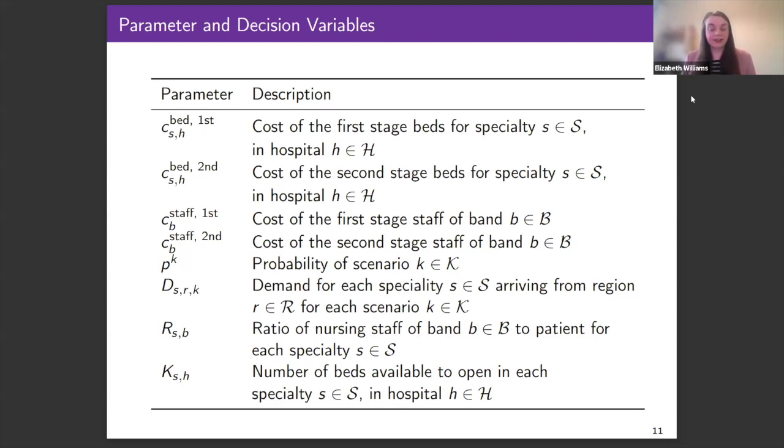Then we had the cost of nursing staff. So if we were to deploy one today, and then if we were to deploy one in the future, we might need to rely on agency or bank staff, and these again come with additional costs. We also have the probability of different scenarios happening. And then we have our demand matrix for each specialty for patients arriving from each region, and we made this scenario dependent. We also had a ratio of nursing staff to patients for each specialty. This was because there are guidelines by the NHS as to how many nurses should be assigned to each patient. And then finally, we had the number of beds available to open in each specialty.